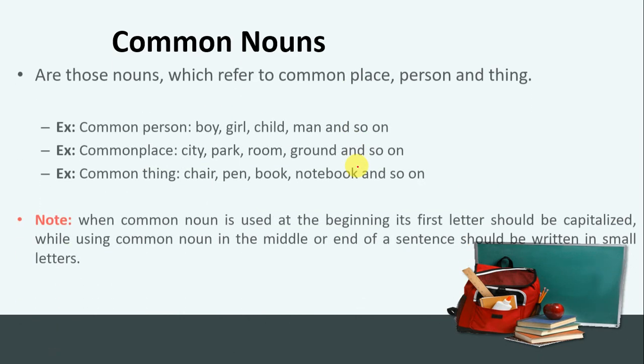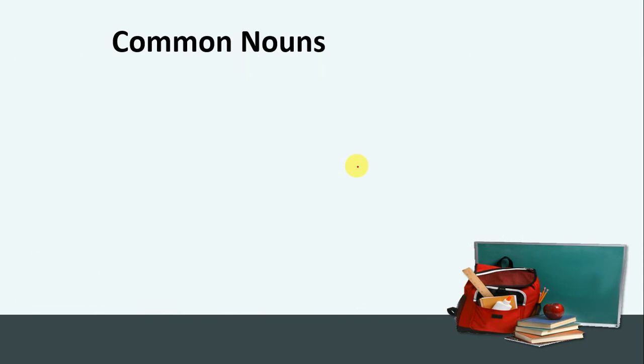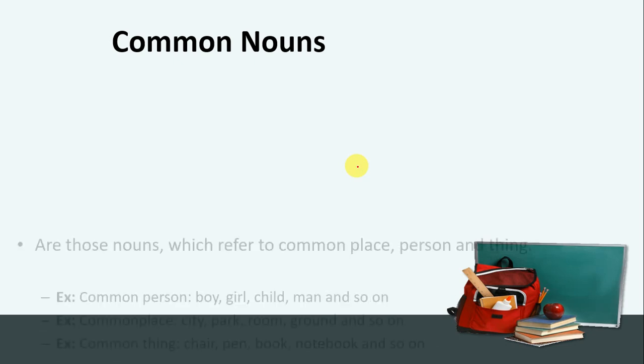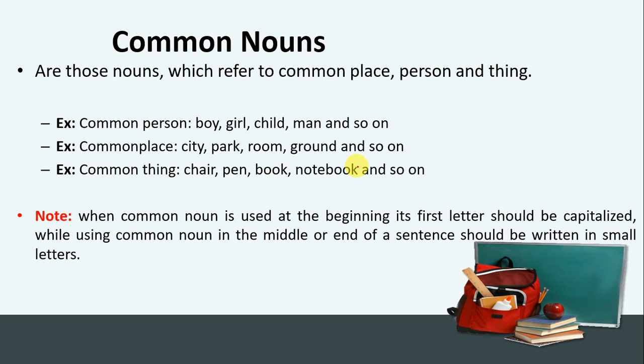Okay, now after this we have common nouns, and I hope you understood proper nouns. If you have any question, you are most welcome to ask. Common nouns are those nouns which refer to a common place, person and thing. Common means unspecific, something which is public, something which is general, right? So we say that common nouns are those nouns which refer to common places, persons and things.